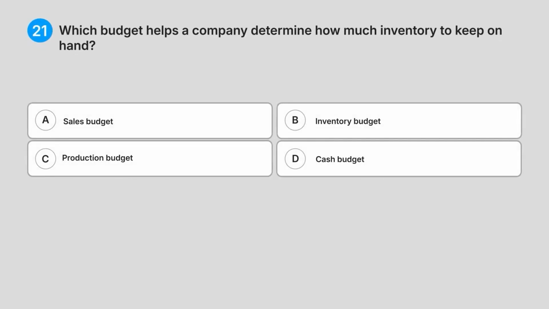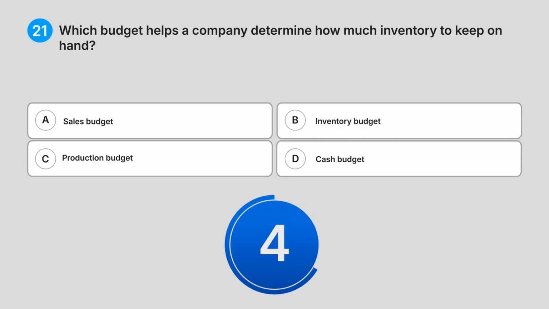21. Which budget helps a company determine how much inventory to keep on hand? A. Sales budget. B. Inventory budget. C. Production budget. D. Cash budget. Do you know the answer?